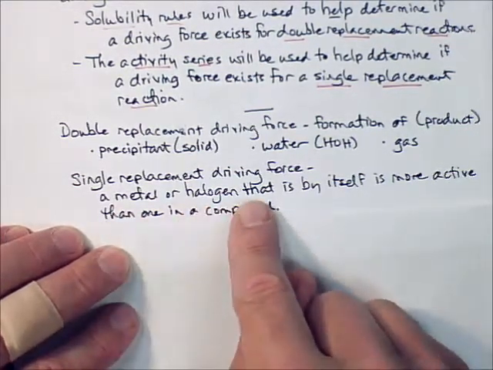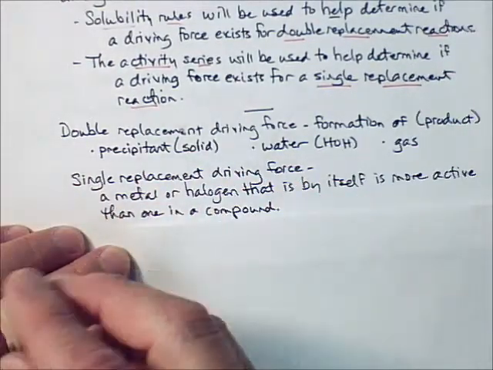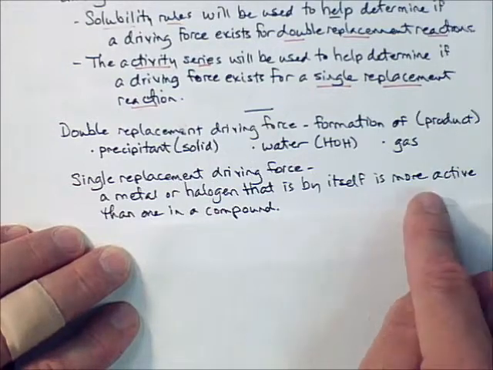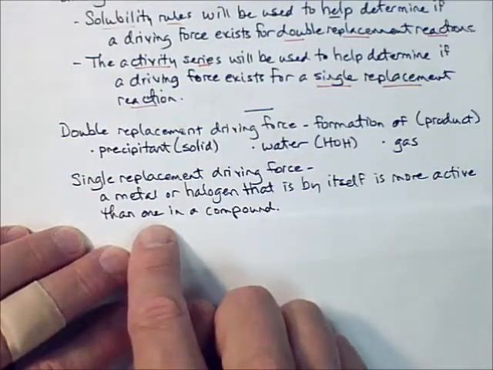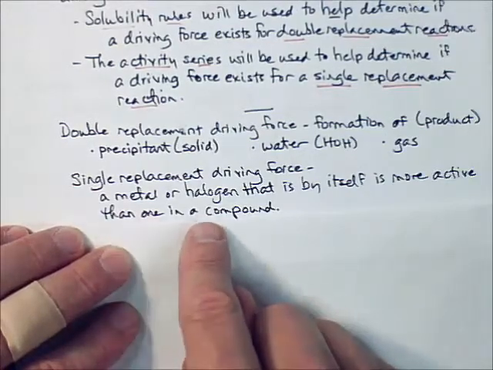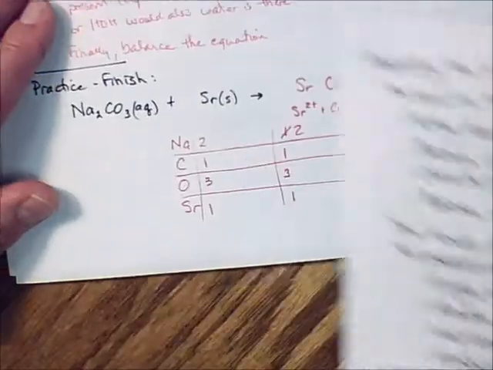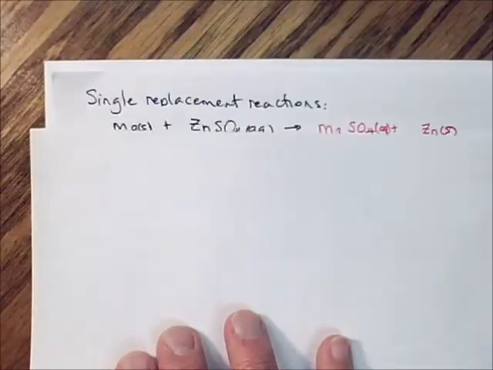So a metal or halogen that's by itself, that would be on the left-hand side of the reaction, on the reactant side, is more active than one in a compound. Okay? So let's see how that plays out in an equation here.